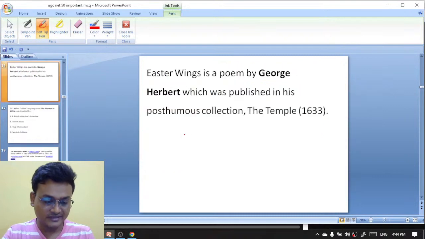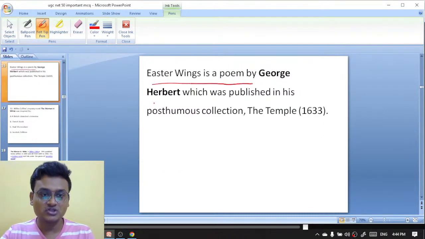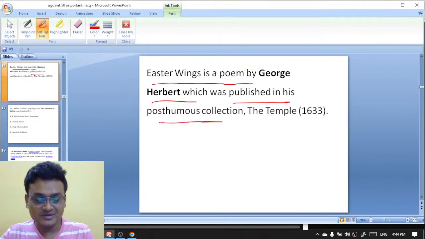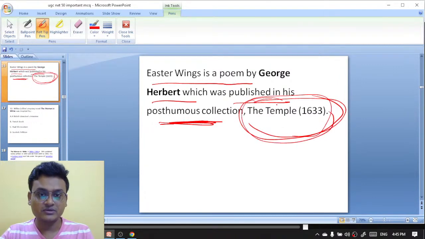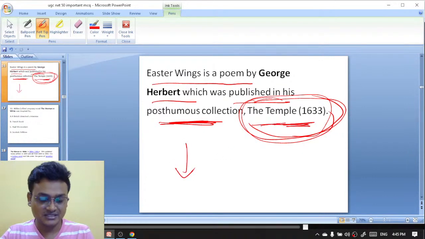Now moving on to question number 10. Easter Wings is a poem by George Herbert. It was published in his posthumous collection, The Temple, published after his death, in 1633.